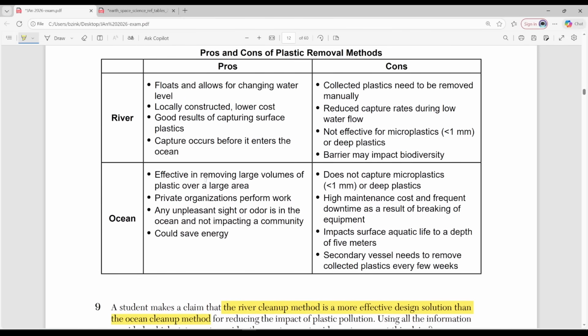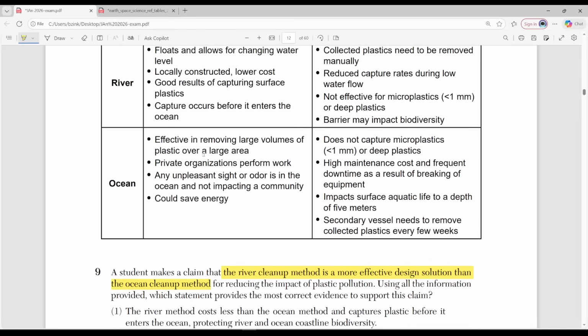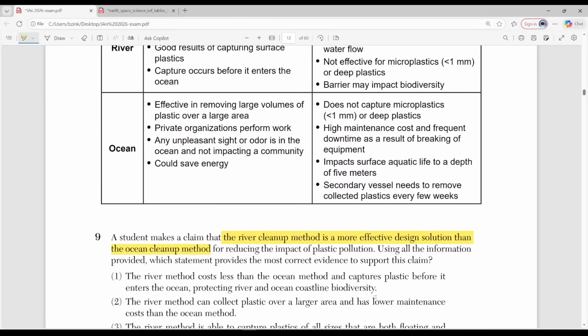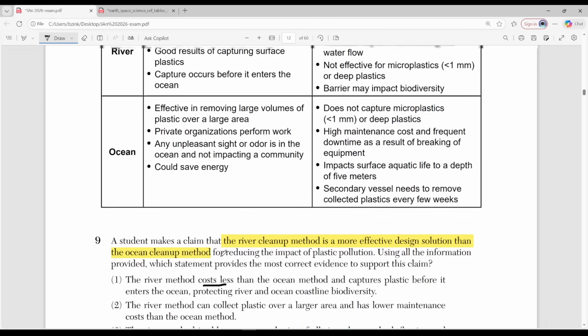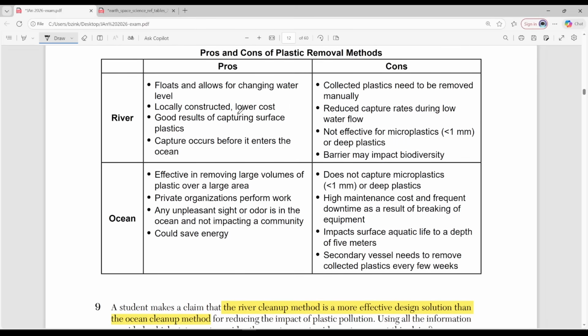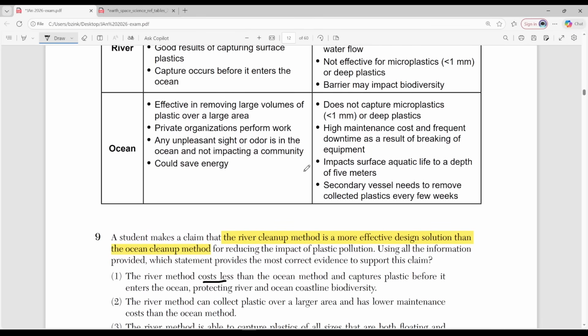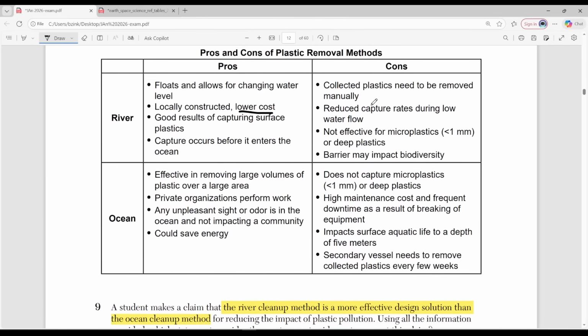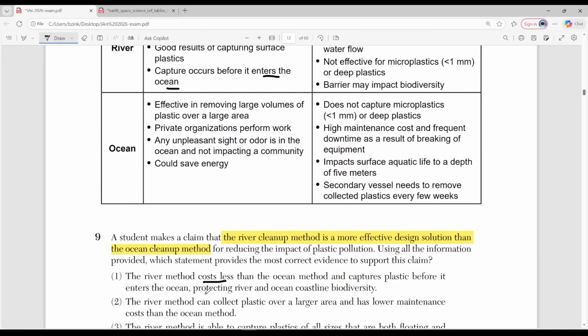Oh my gosh. So what I'm going to do is just read the first sentence and see if it's right or wrong based on the reading here. Ready? The river method costs less. Let's see. Costs less. Look, lower cost. We're good so far. Then the ocean method captures plastic before it enters the ocean. Look, capture occurs before it enters the ocean. That's good. Protecting river and ocean coastline biodiversity. So this is probably good.